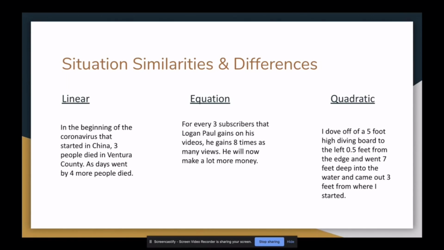So first I'm going to read them all. For the linear web, our situation was in the beginning of the coronavirus that started in China. 3 people died in Ventura County. As days went by, 4 more people died. And for our equation web, it was for every 3 subscribers that Logan Paul gains on his videos, he gains 8 times as many views. He will now make a lot more money.